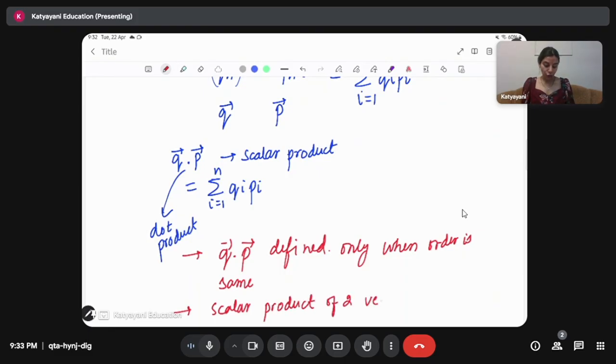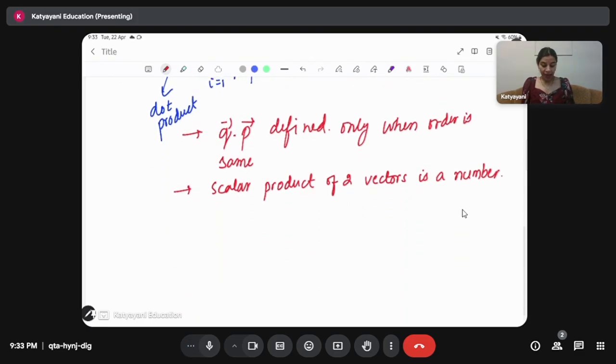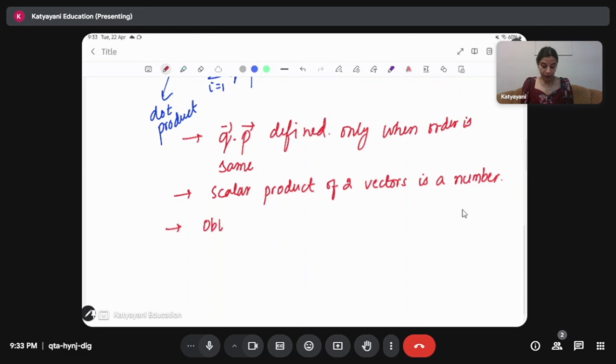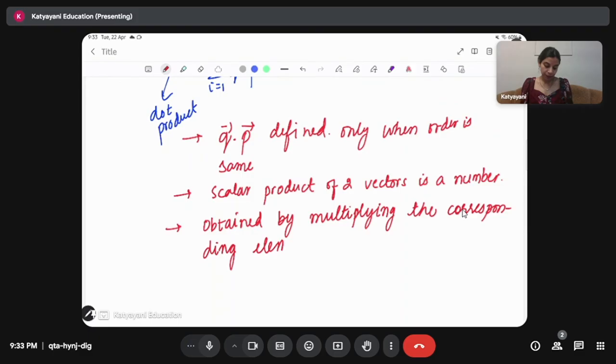Scalar product of two vectors is a number, right? And how is it obtained? It is obtained by multiplying the corresponding elements, the corresponding elements of two vectors, right?